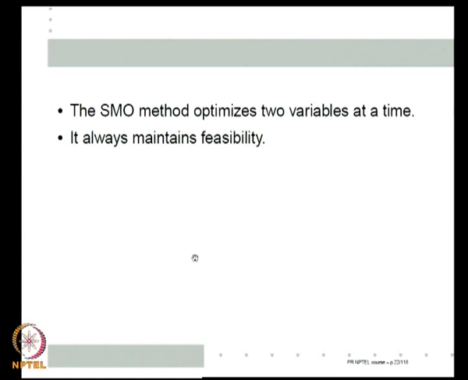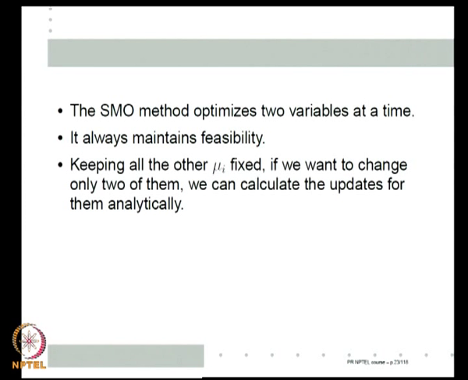It always maintains feasibility, that is, at any given time the algorithm is at a feasible point, and then it chooses some 2 variables to optimize and comes to a new set of values for those 2 variables in such a way that I am still in the feasible region. Okay. It always maintains feasibility. Basically, what it does is keep all other mu i fixed. If we change only 2 of them, let us say mu 1, mu 2, then mu 3 to mu n are all kept fixed.